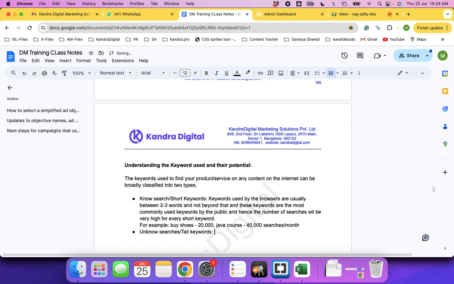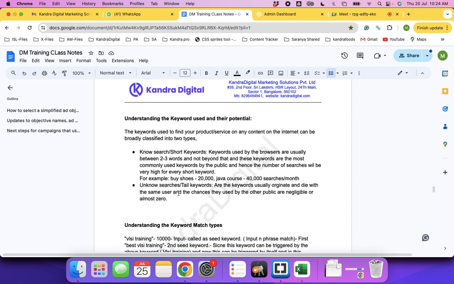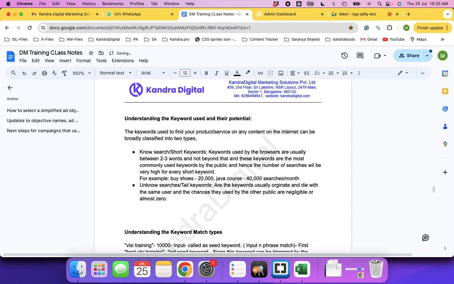Unknown searches or tail keywords are the keywords that usually originate and die with the same user, and the chances of them being used by the other public are negligible or almost zero.